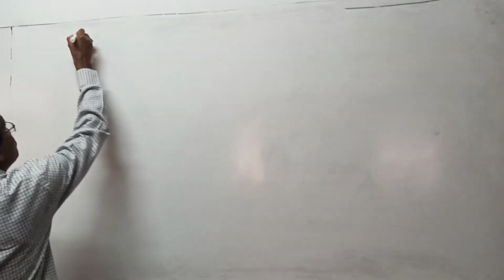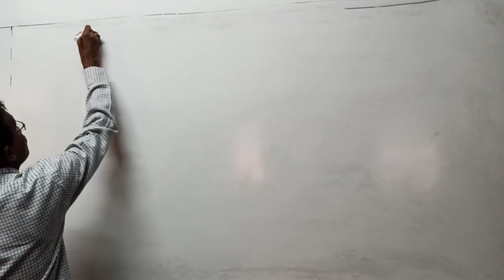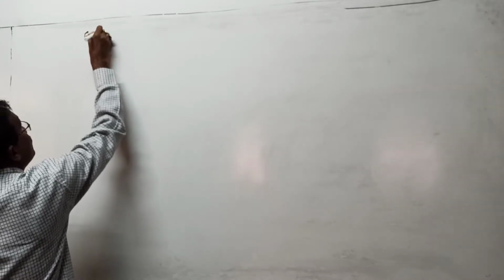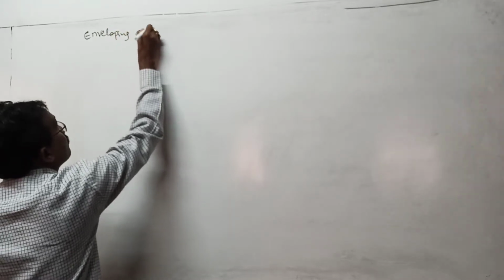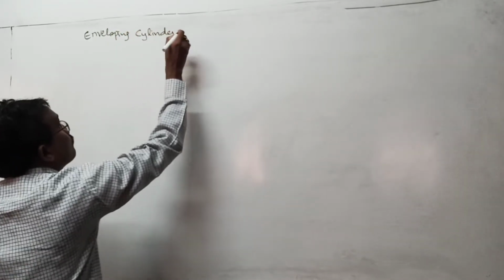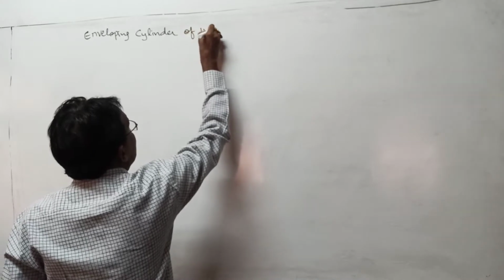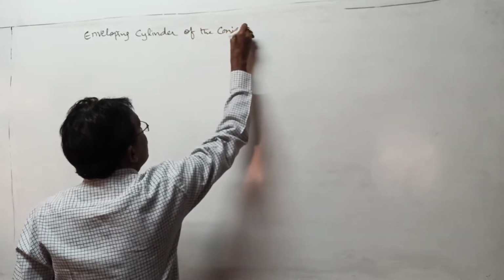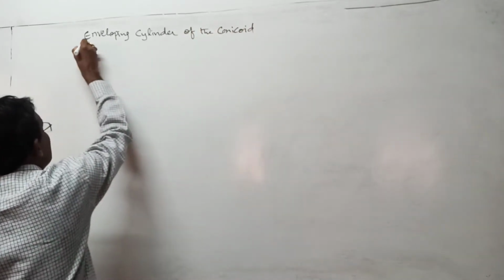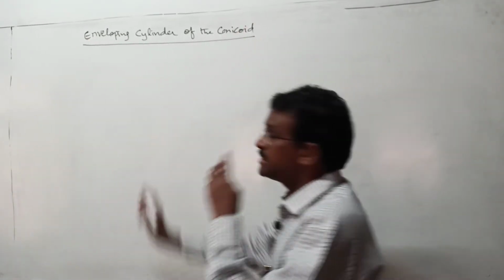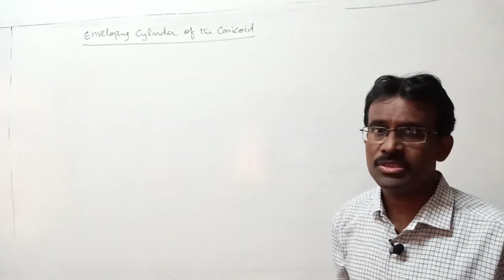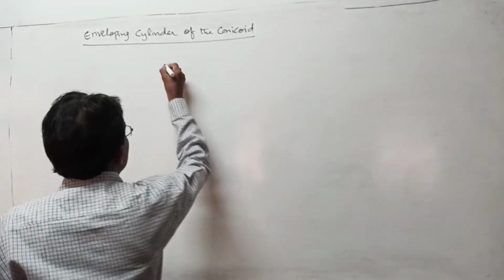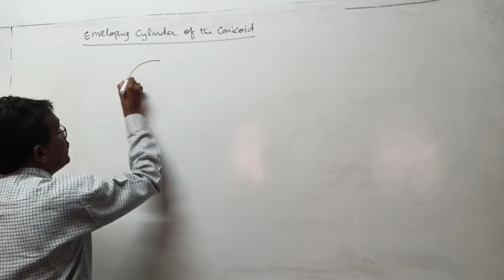Now we are going to define the enveloping cylinder of the conicoid. Already in the course we defined the enveloping cylinder. That same concept we have to use here, just the surface changes.